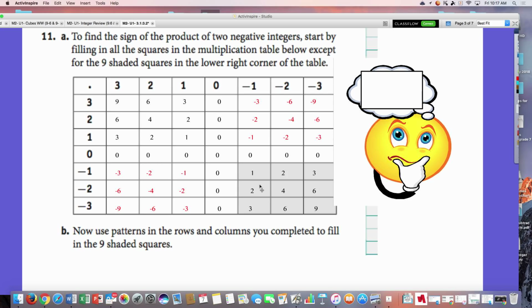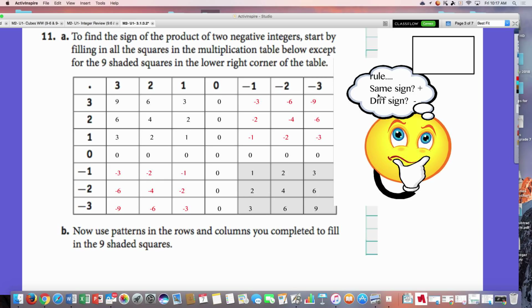Notice in this gray box down here, things that make me go, when I have a negative times a negative, it becomes positive. This whole gray box is positive. And if you look at the rule, let's see if our emoji guy can fill it out. The rule is same sign, so if I'm multiplying by the same sign, whether it's positive, positive, or negative, negative, it's going to be positive.